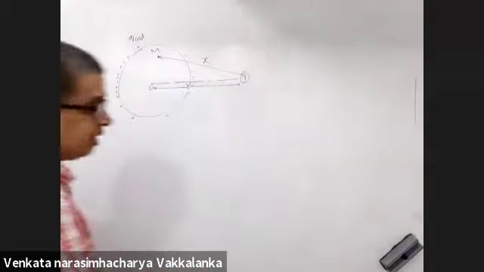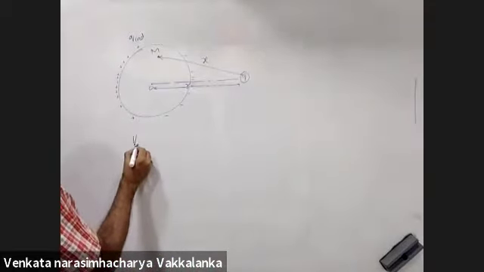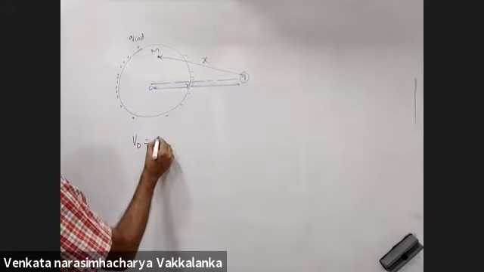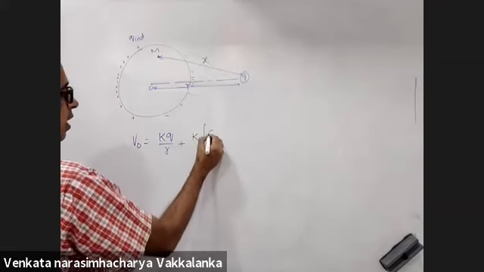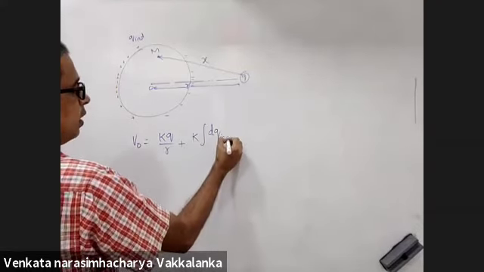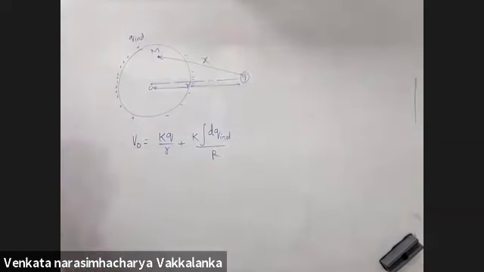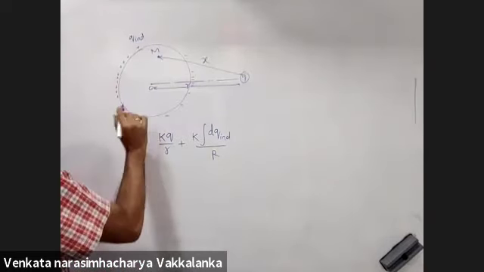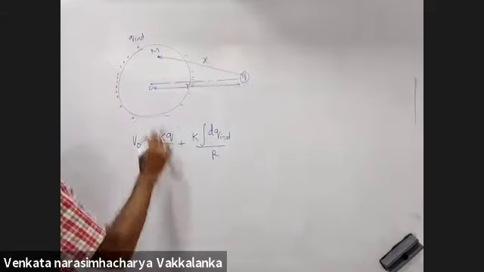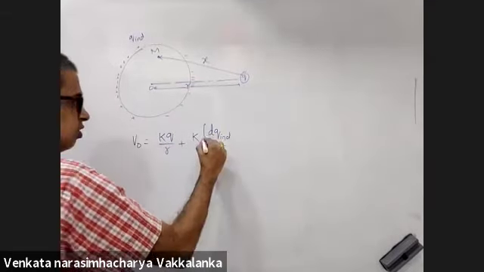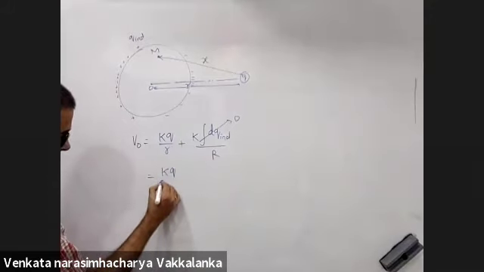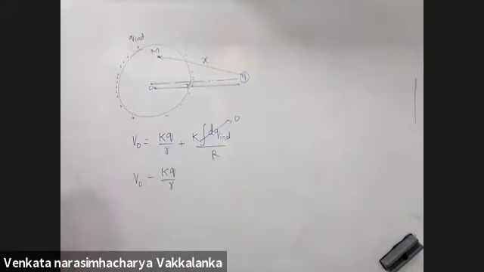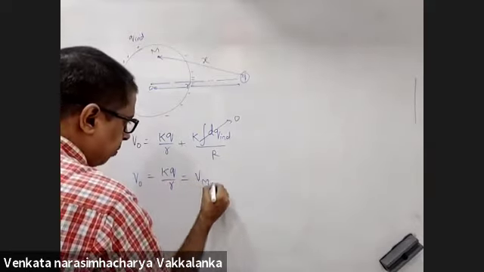Potential is a tricky catch here. Can I claim potential at O will be KQ by R plus K integral dQ induced by capital R? Potential at O. Yes sir. Because of Q is KQ by R, Q induced is this, dQ induced will be 0. Do you agree with this? Yes. KQ by R is potential at O, which will be the potential at M.